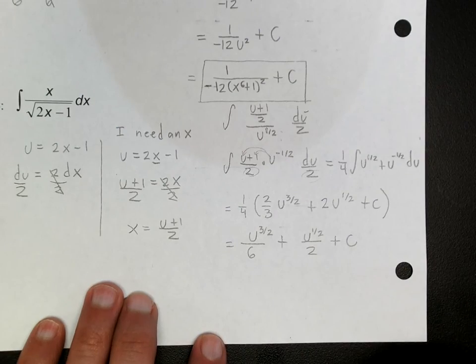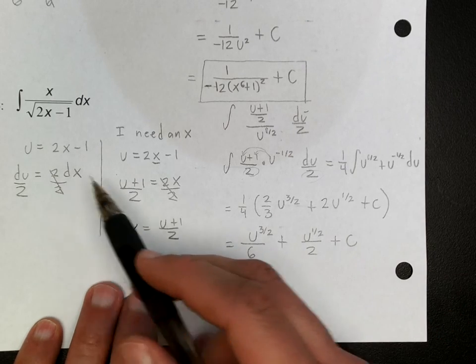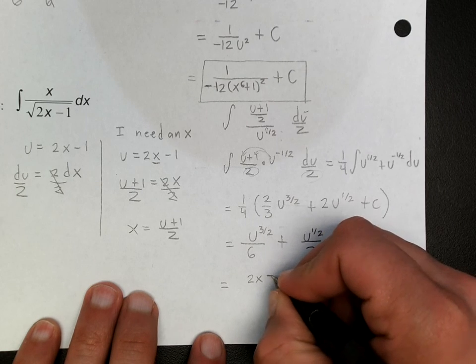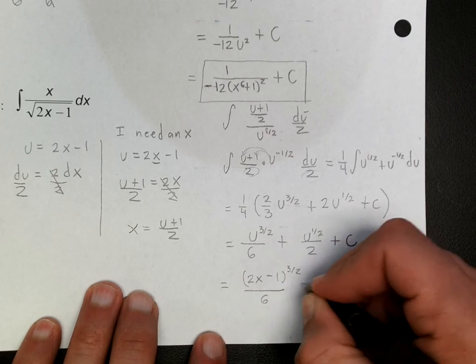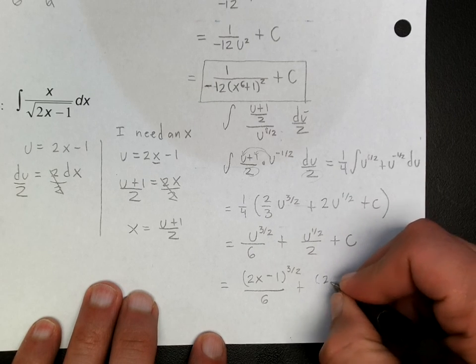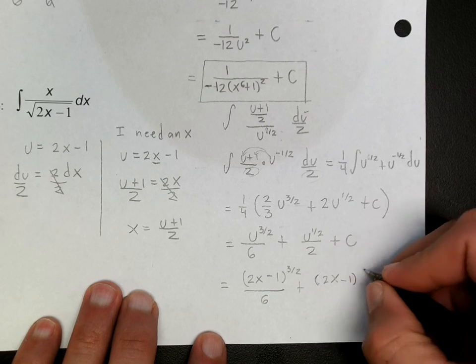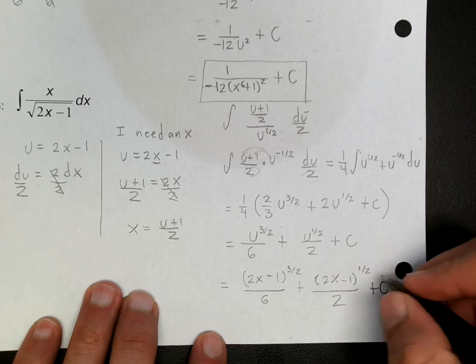Okay, so finally, what I'm going to do here is just substitute back. So instead of u, I'm going to write 2x minus 1. So we have 2x minus 1 to the power of 3/2 over 6, plus 2x minus 1 to the power 1/2 over 2, plus c, and that is your answer.